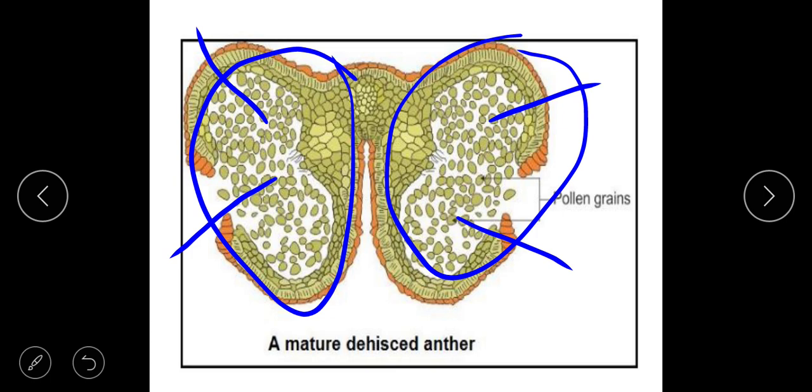Now each lobe consists of two thecae, these two compartments or sporangia here. They are connected with a common wall by which the anther dies. This is known as the stomium. You can say that the anther bursts at the stomium and the microspores or pollen grains are liberated and move out.